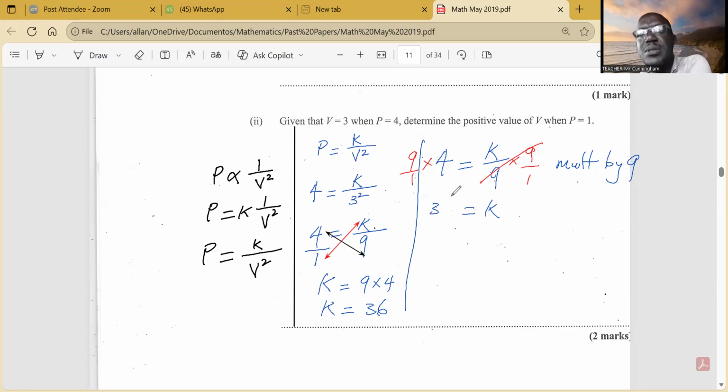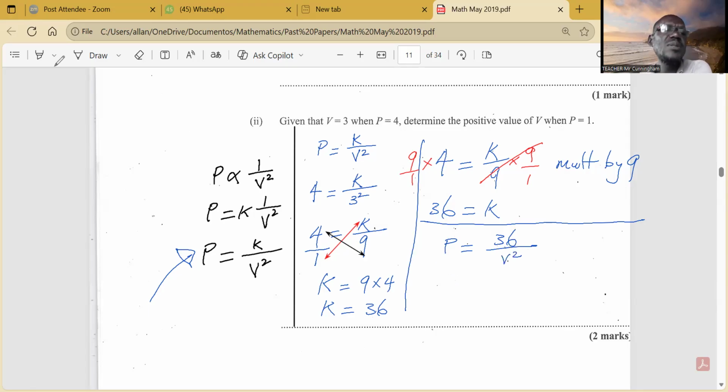9 fours, 36. All right? So you could have worked it however you want to. Now that we got our value for k, our equation will now be p equals 36 divided by v squared. Anybody lost? I can go over it, but that's if somebody tells me to.